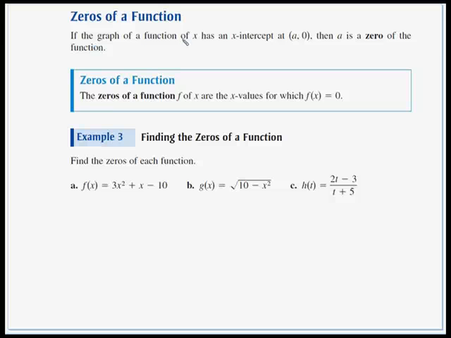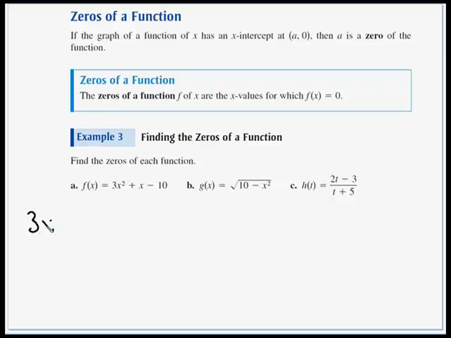Zeros. If the graph of a function of x has an x-intercept at a comma 0, then a is a 0 of the function. Or again, zeros are just where the function crosses the x-axis, if it does at all. So the zeros of a function f of x are the x values for which f of x is equal to 0, or our y value is 0, or again, that's where we cross the x-axis. So find the zeros of these functions.